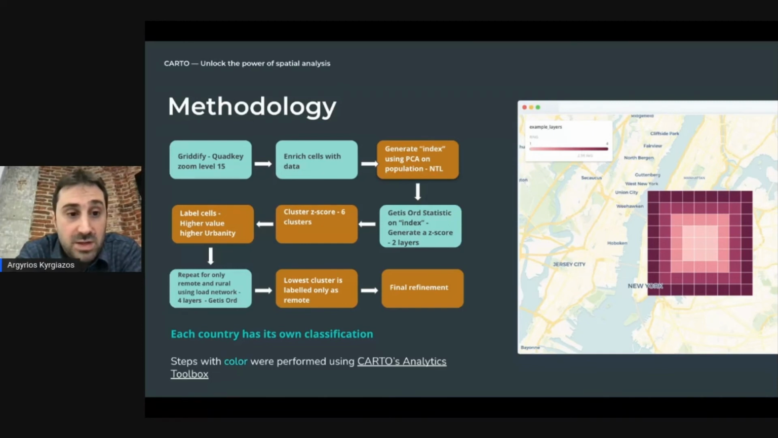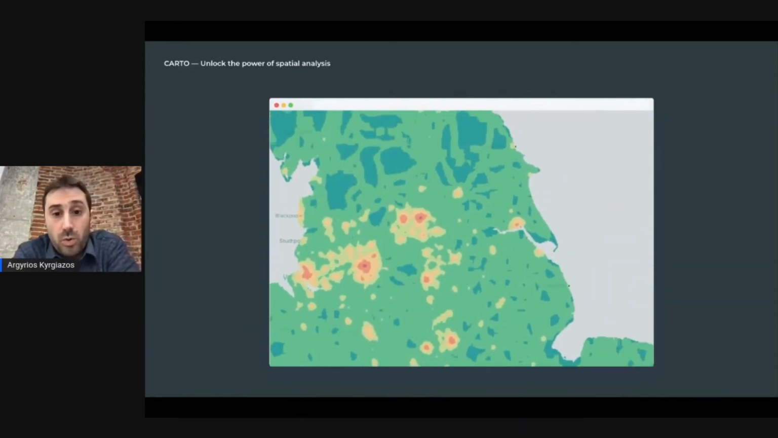Now, a very important thing is that the steps of gridifying and enriching the cells and calculating the Getis-Ord statistics were very intense calculations, especially for big countries such as Russia, Canada, Australia, USA, and so on, where we had millions, tens of millions of cells. These operations were performed using CARTO's Analytics Toolbox, taking advantage of the scalability it provided, and we were able to perform these very complex and intense computations effortlessly. By doing this process overall, we were able to obtain the labeling of urbanity for each country, 252 countries overall. It was quite intense, and you can see one example for the UK here.